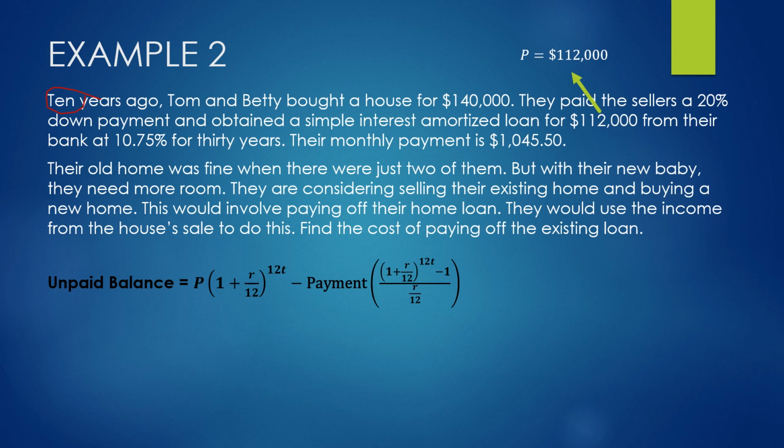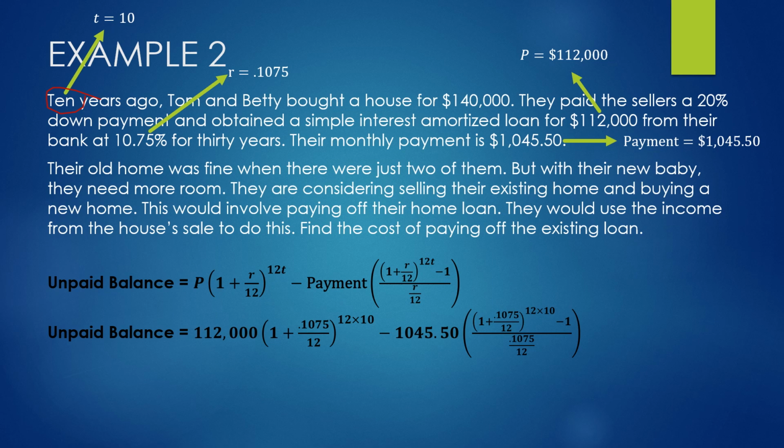They throw these extra numbers in there like $140,000 and 20% down payment. They put those extra numbers in there just to try to confuse you. So we know the principal. Interest rate, 10.75%, so that's 0.1075 in decimal form. And then, sorry, I'm actually doing the payment first. The payment is $1,045.50. And then lastly, T, the number of years that they've been paying on the loan, is 10. So let's plug this in.